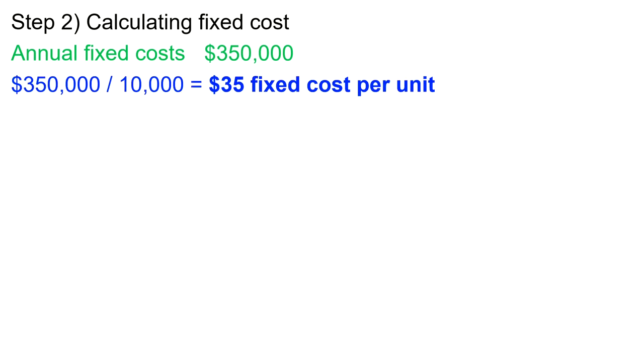The second step, calculate the fixed cost per unit. They told us that the annual fixed costs were $350,000, and that we're selling 10,000 units. And so we know that we're going to have $35 of fixed cost per unit. So we're at 75, the ROI part, 35, the fixed cost part. Now we need to come up with that third step, the variable cost per unit.